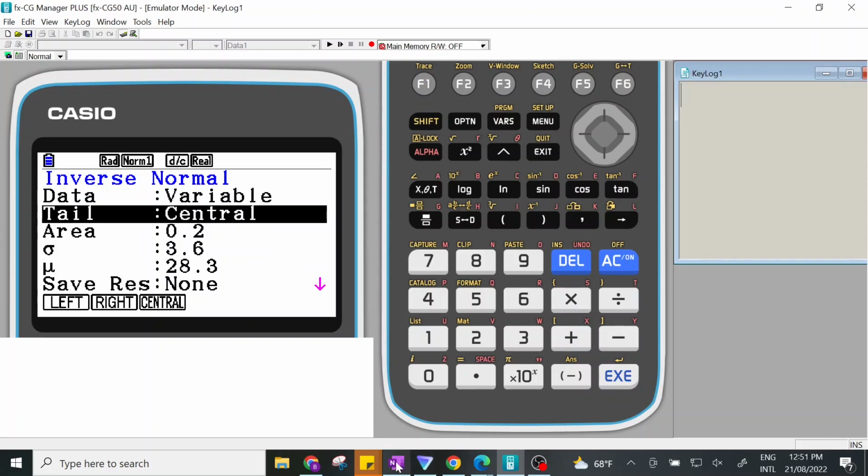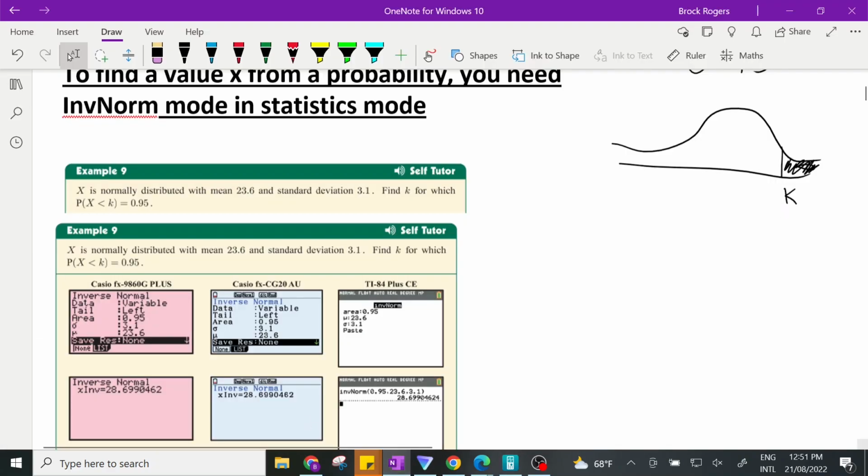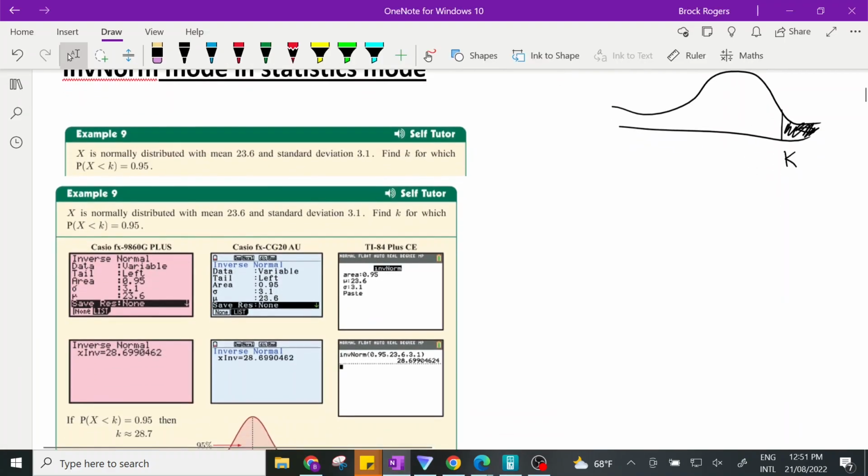So that's how you will get up the menu, and then you will just follow the steps for this example, which explains the result. There's also a TI equivalent for how to get to that probability calculation, so I'll put a link for a video just here after the video.